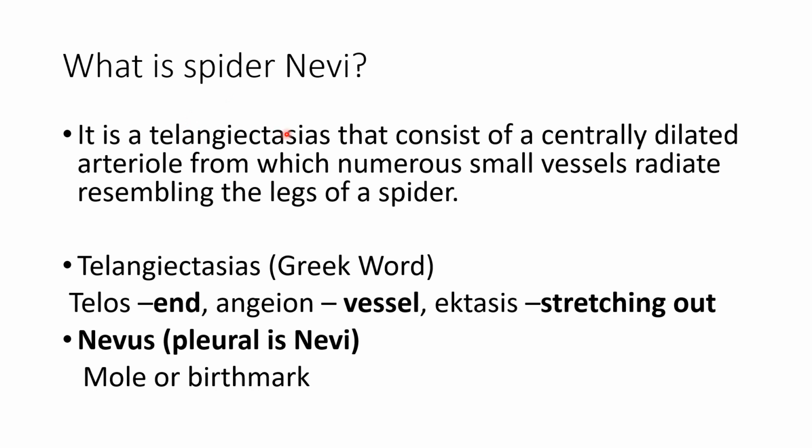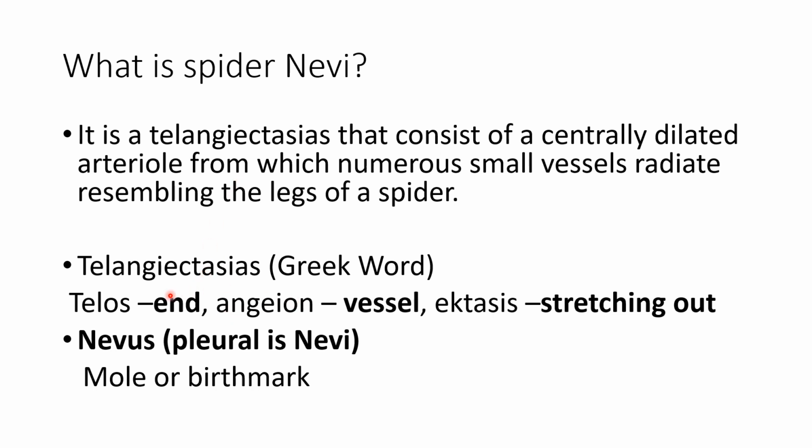It is a telangiectasia that consists of a centrally dilated arteriole from which numerous small vessels radiate, resembling the legs of a spider. So we have a central arteriole. From there, numerous small blood vessels appear, which looks like a spider.